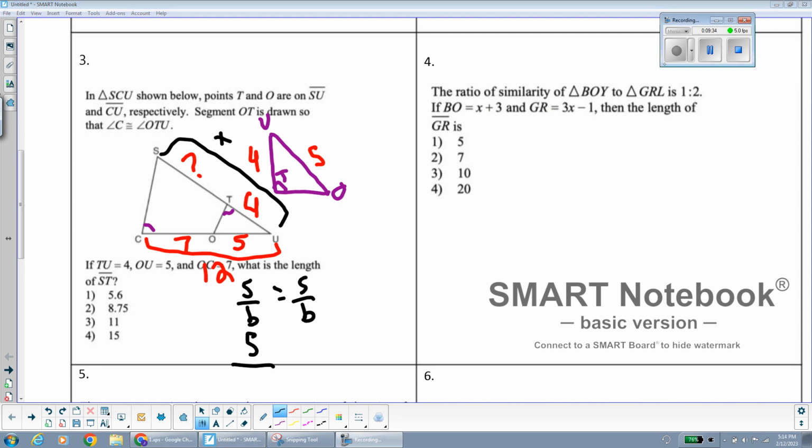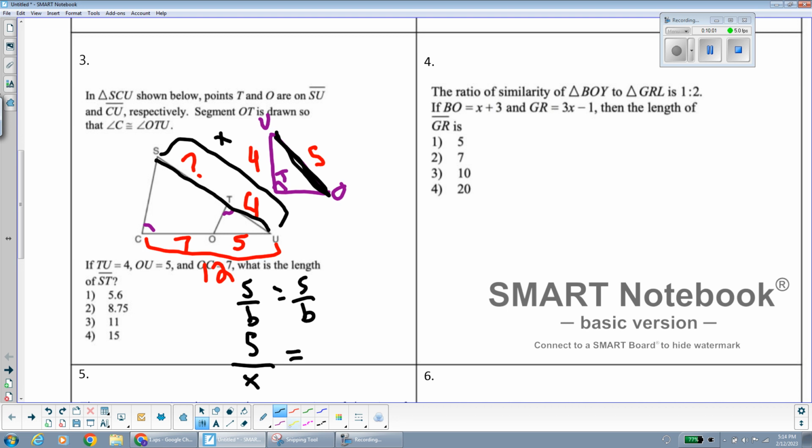So if I'm putting 5 in the numerator, I need the corresponding side from the big triangle to be in the denominator. So OU, when we drew the triangles facing the same way, is on the right of the triangle. So that's going to correspond to the side that's to the right of the big triangle. And that's the side we're looking for. That's the side we don't know, so that's X.